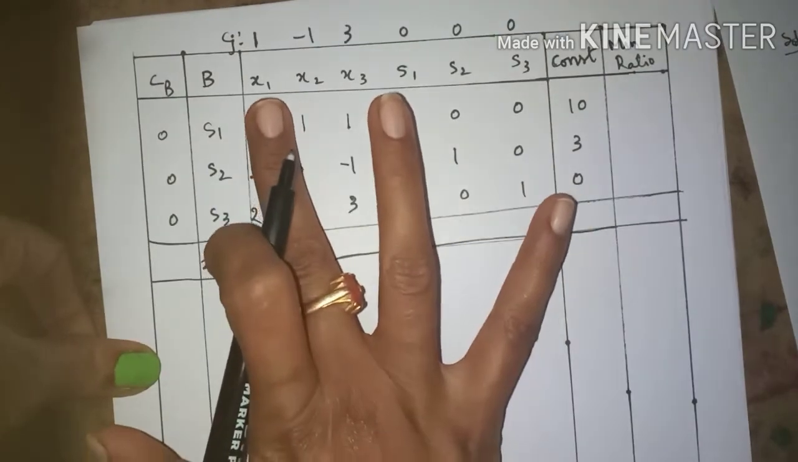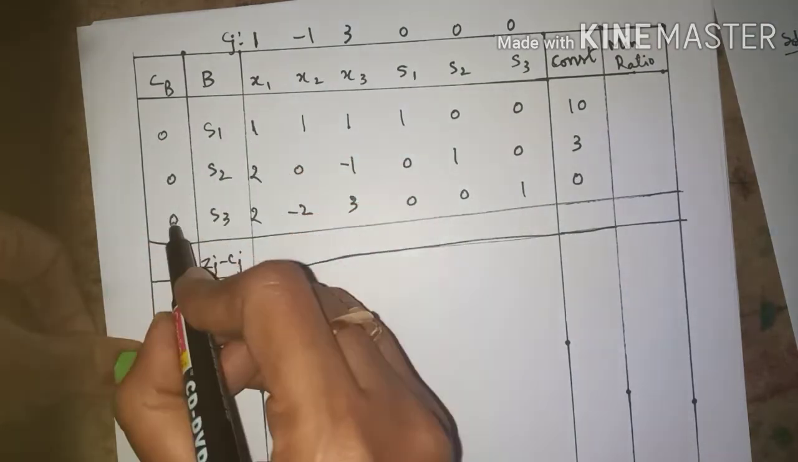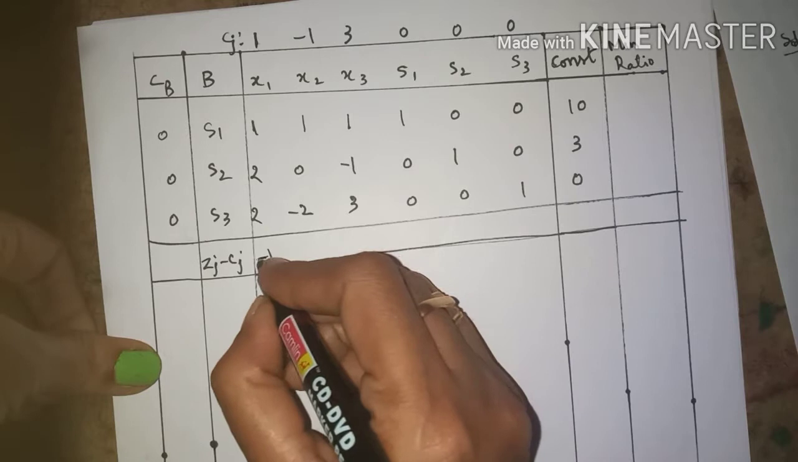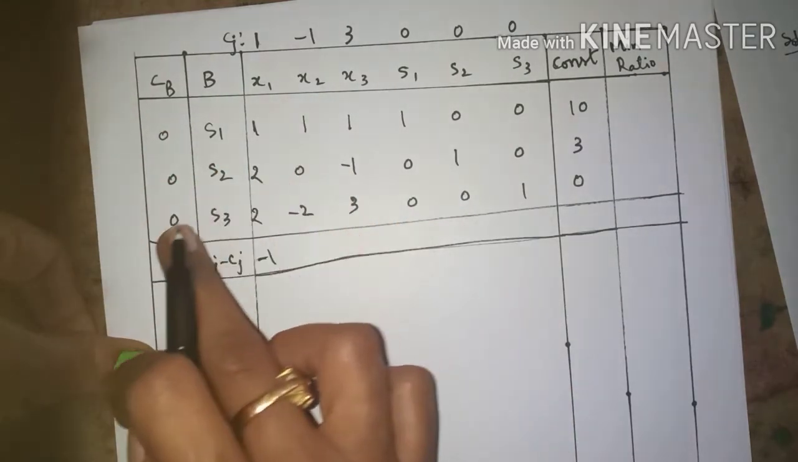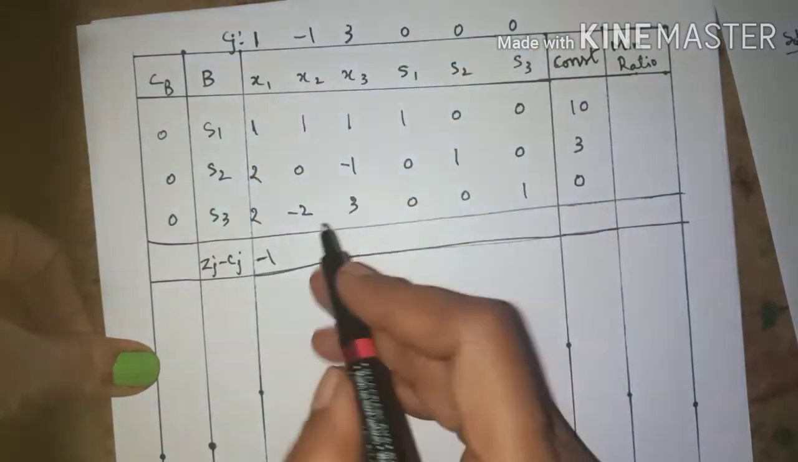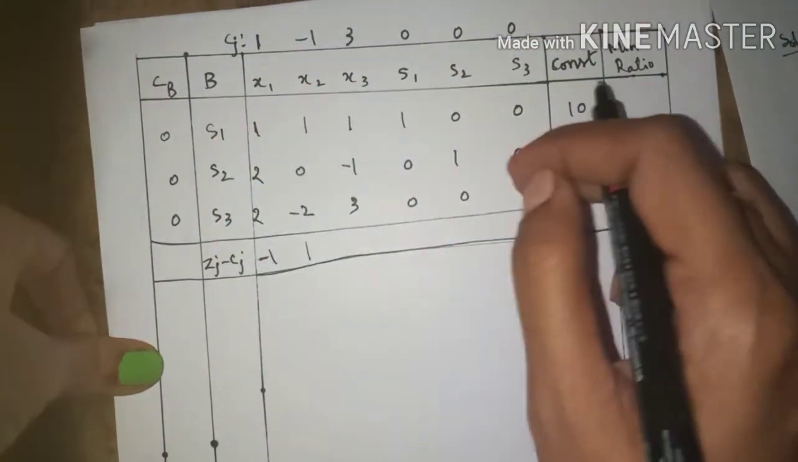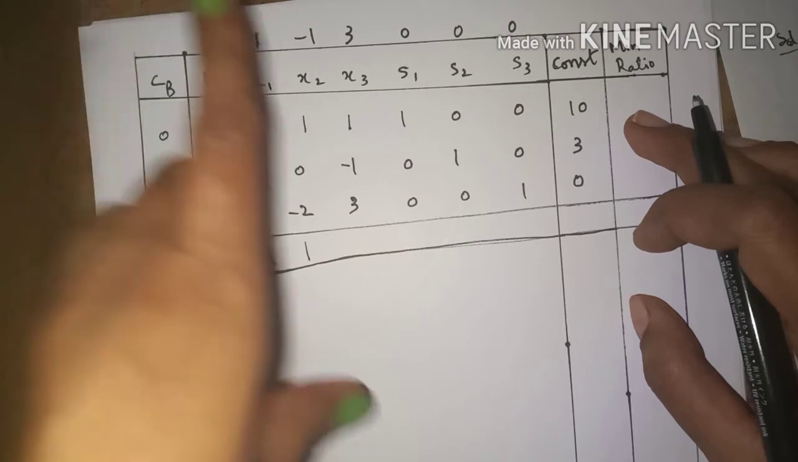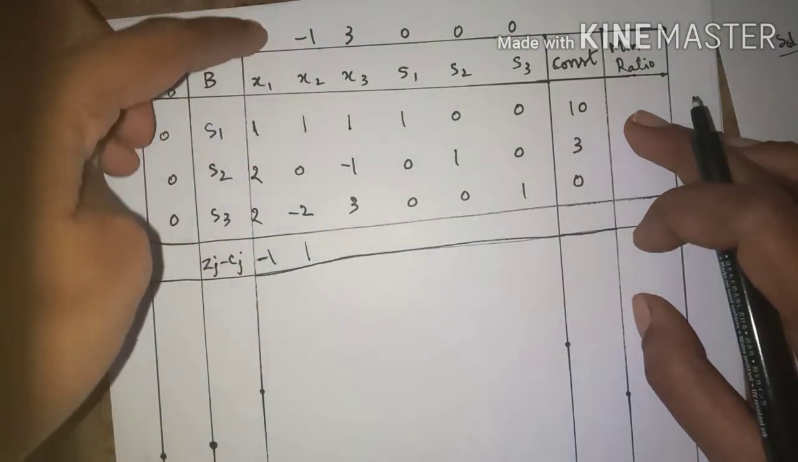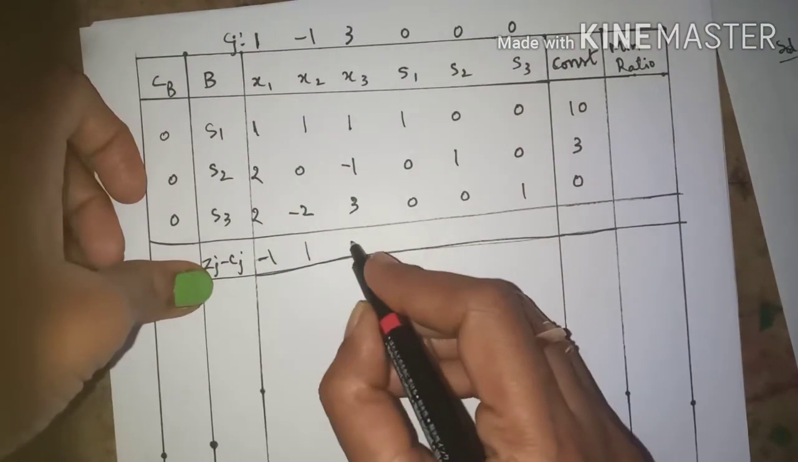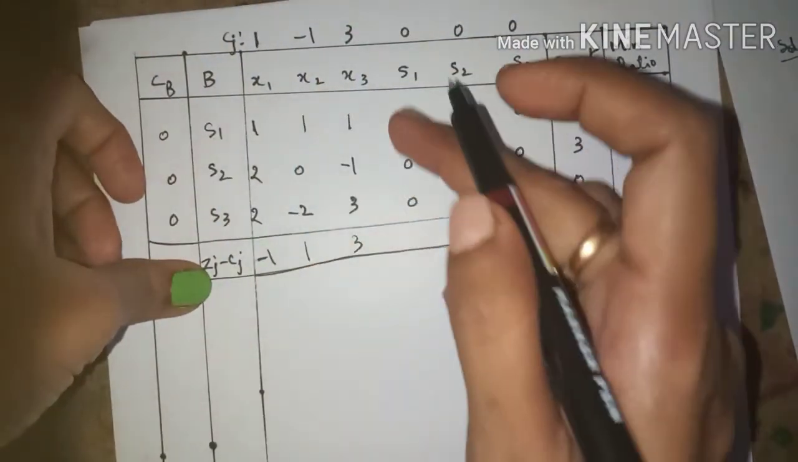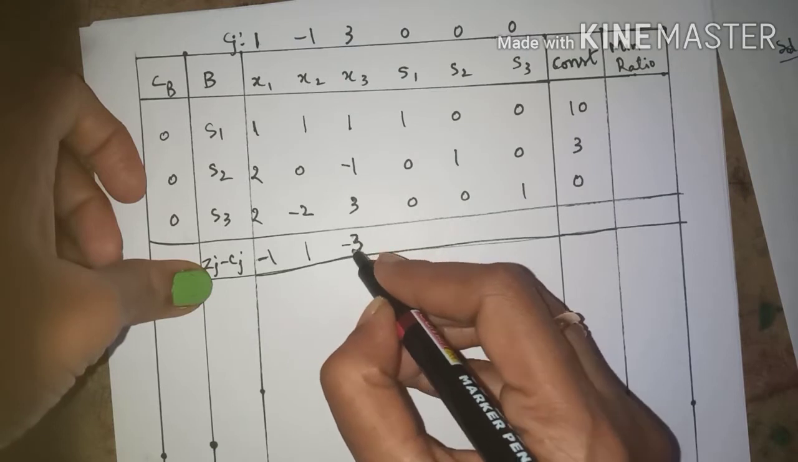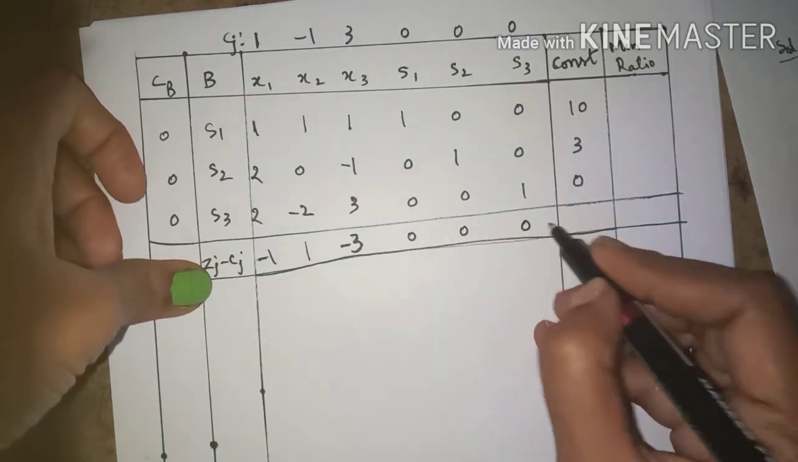CB column into x1 column minus Cj. 0 into anything is 0. 0 into 1 plus 0 into 2 plus 0 into 2 minus 1. Therefore, -1 you will get. Now 0 into 1 plus 0 into 0 plus 0 into -2 minus of -1, plus 1 you will get. This is the initial simplex table. In the initial simplex table, all the three CB values are zeros. That's why if you multiply with any number, you will get 0 minus this element, so just the opposite values you will get here. 1 means minus 1 means plus 1, 3 means minus 3. Like that you will get it, because this is the initial simplex table.